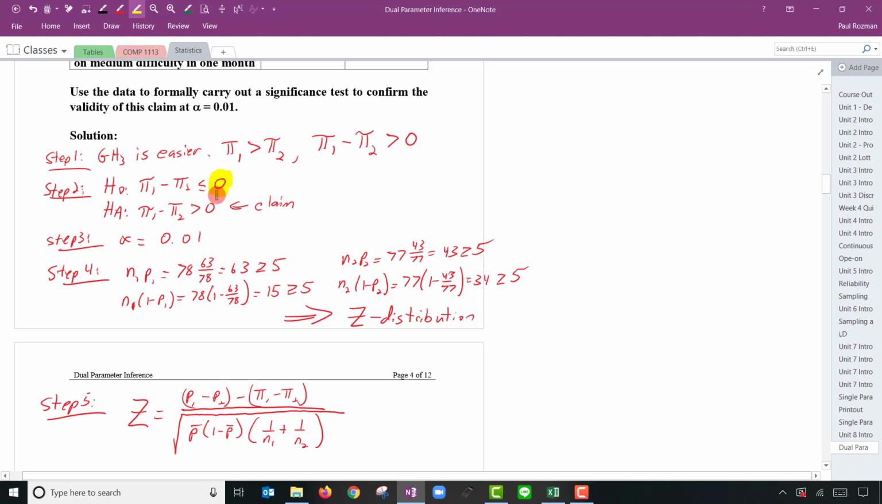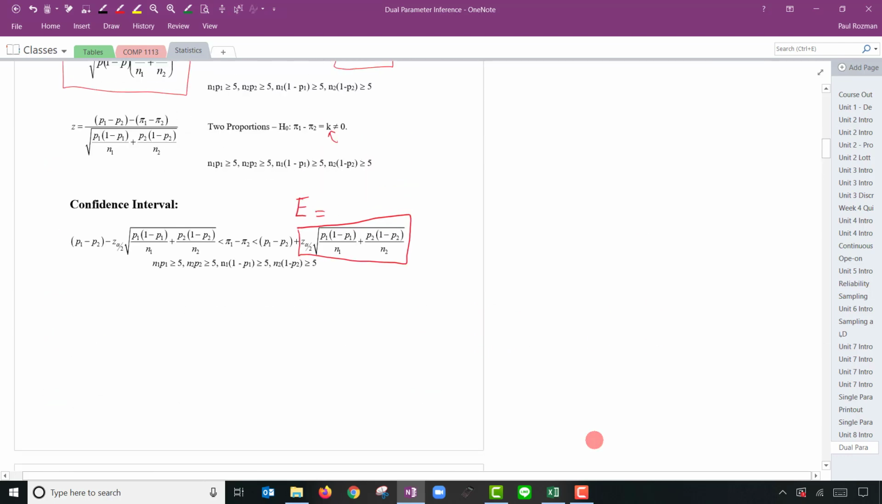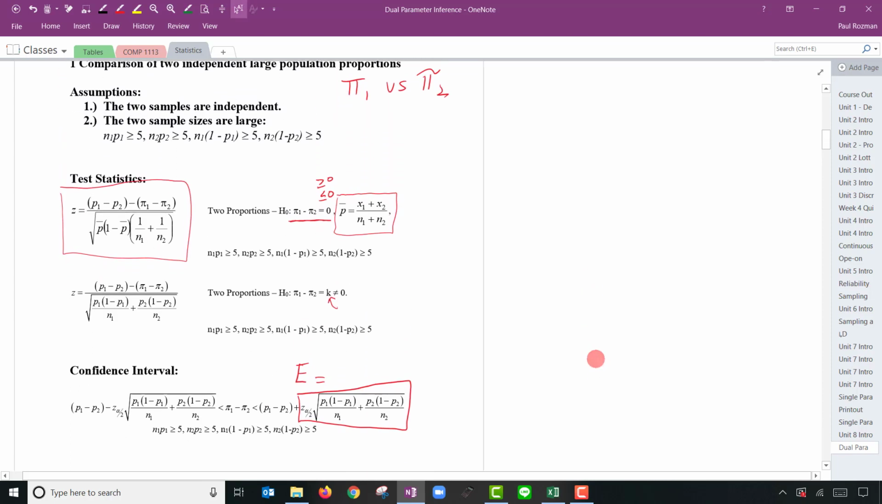If it had said proportion group 1 was 10% easier than group 2, then I would have 10% here and here, and then I would use the other formula for Z. Remember, if we go back, we had 2 options here. It's almost always this one. Notice ours wasn't exactly equal. It was one of the greater than or less than or equal to options.